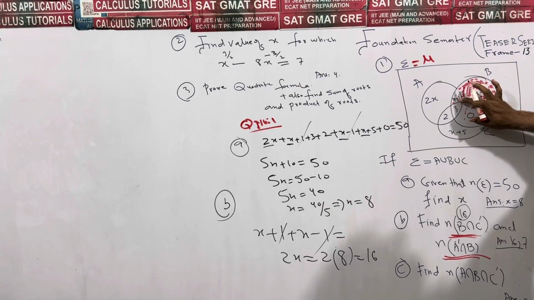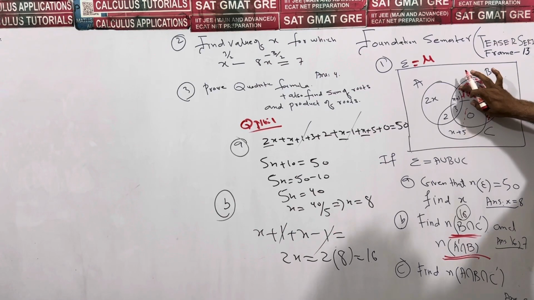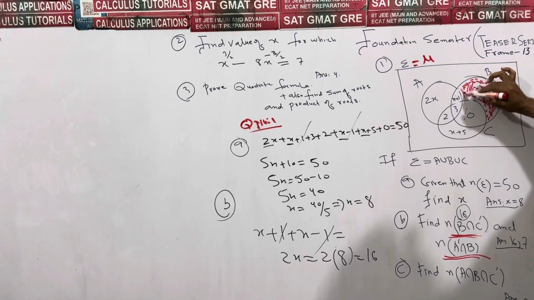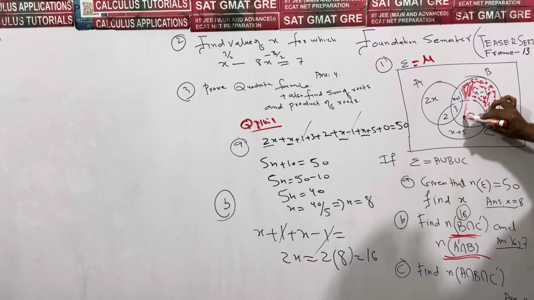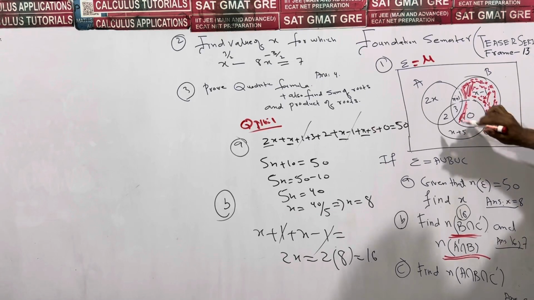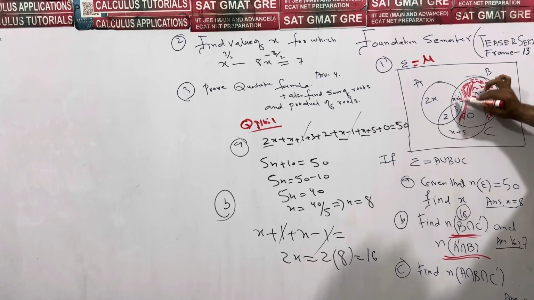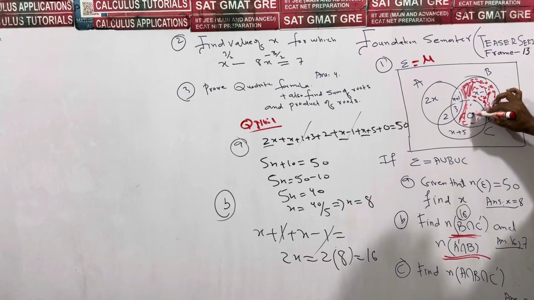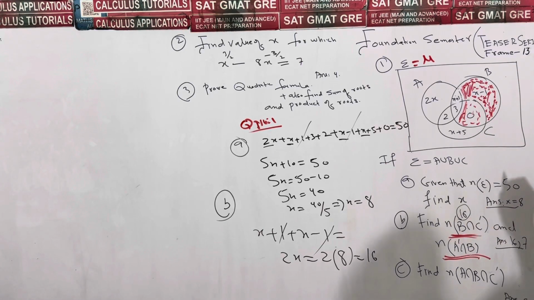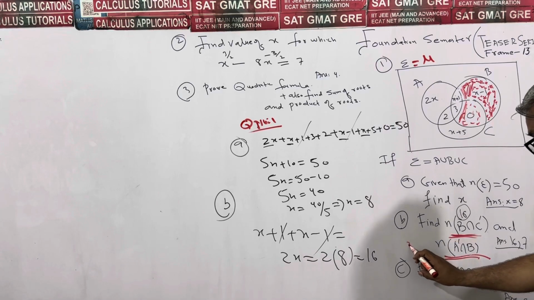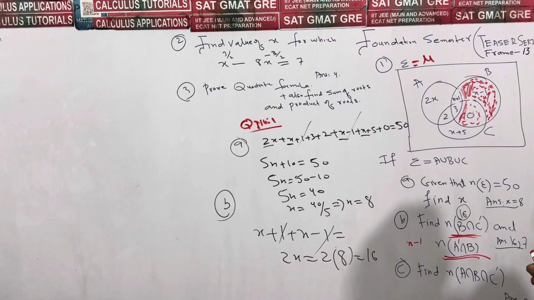Now we have to omit this portion. We cannot take x plus 1 because we have to restore B but not A. They both belong to A. That is the portion, that is x minus 1 in that case. x minus 1. So the value of x is 8.